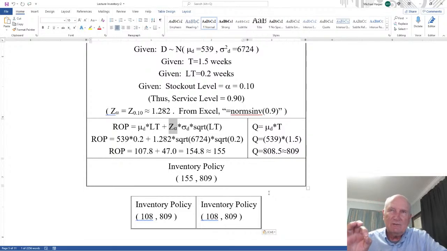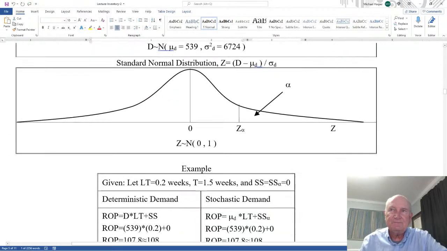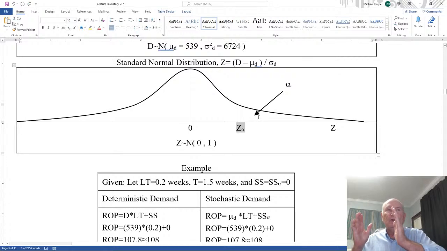Alpha is the stockout level. So if alpha gets larger, what happens to Z of alpha? Does it get bigger or does it get smaller? Okay, let's back up. Let's go back up to the Z function up here. Here it is. If this alpha gets larger, then Z of alpha gets smaller. Okay, then in order for the ROP to get larger, Z has to get larger. In order for the Z of alpha to get larger, alpha must be smaller. But alpha is the stockout level. So lower probabilities of stockout will increase your ROP.